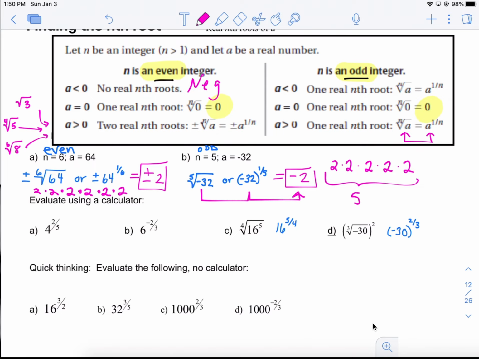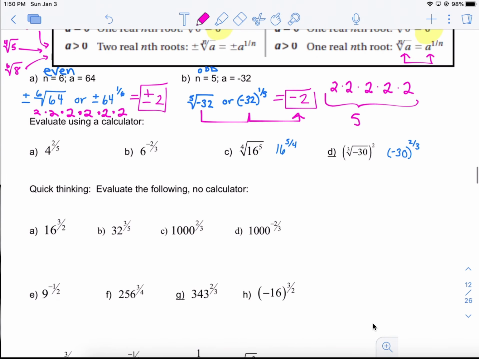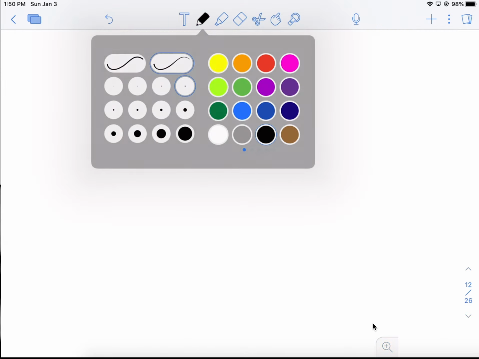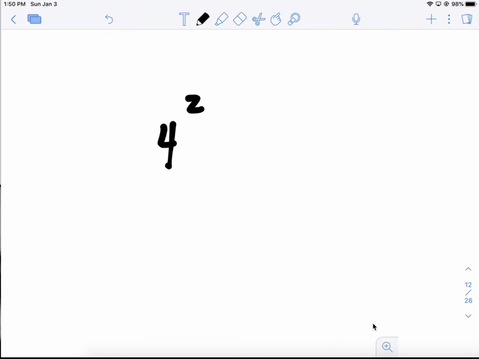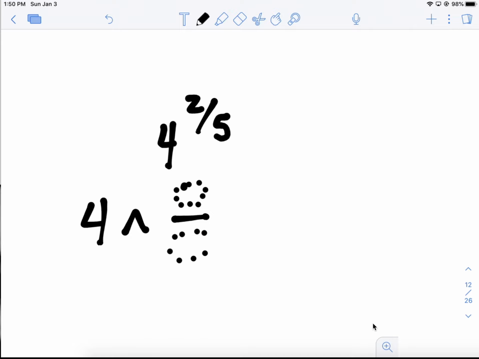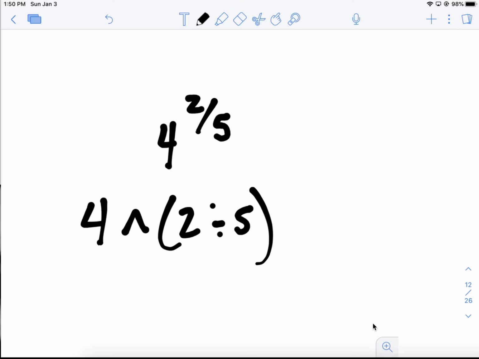All right, for the ones right below it, you can type these into a calculator. Let me make my work really, really small. Do not write this down, just listen and watch. If you were going to write something like 4 to the 2/5 power, you could type it in a calculator like 4 raised to the, make your fraction, where it does the little box like this, and then type in 2 over 5. You can also do raised to the 2 divided by 5. If you put it in parentheses, it will make that a fraction for you. All of those are the exact same thing.